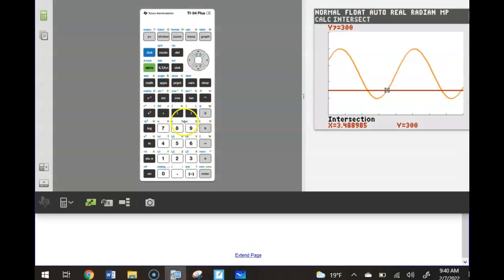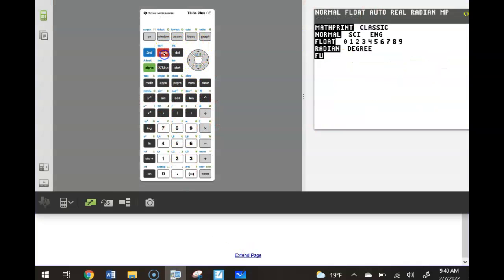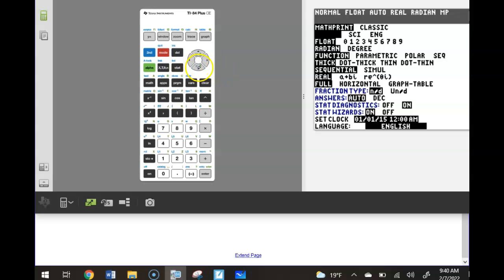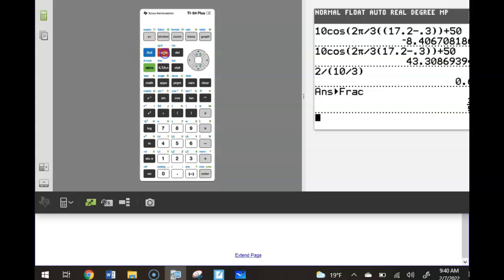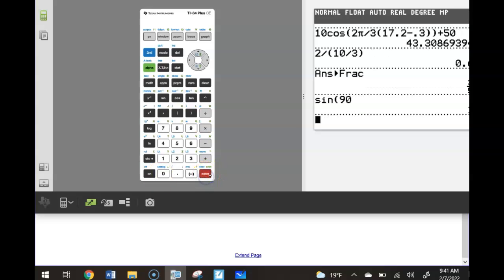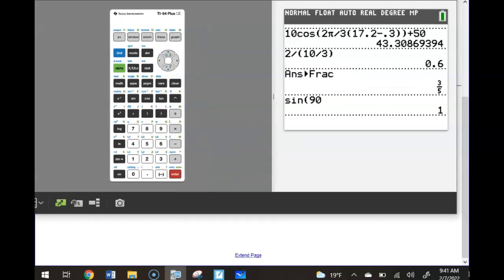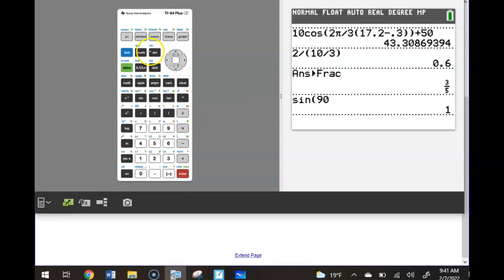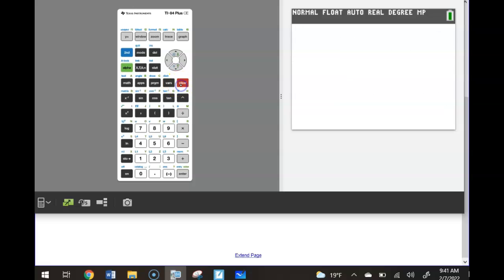So going to the calculator, mine is in radians, so I need to switch to degrees. I go mode, arrow down, degrees, hit enter. Now it should say degrees at the top, or if you're double checking, you could just do the sine of 90. Should be 1, okay, to check that you're in degrees.